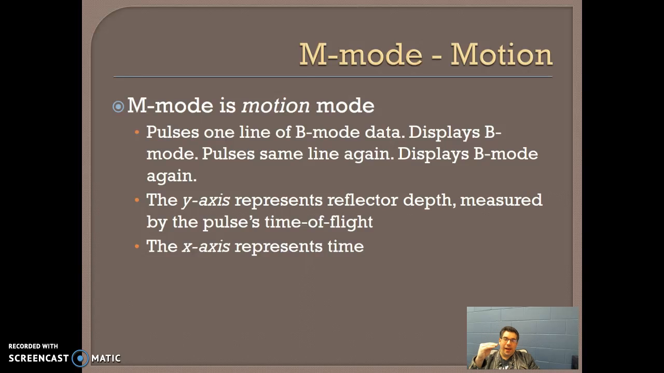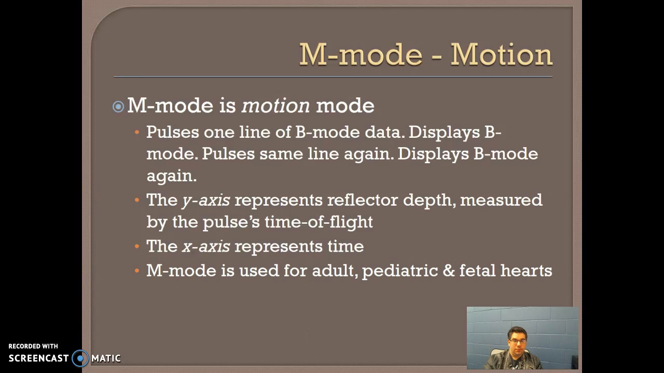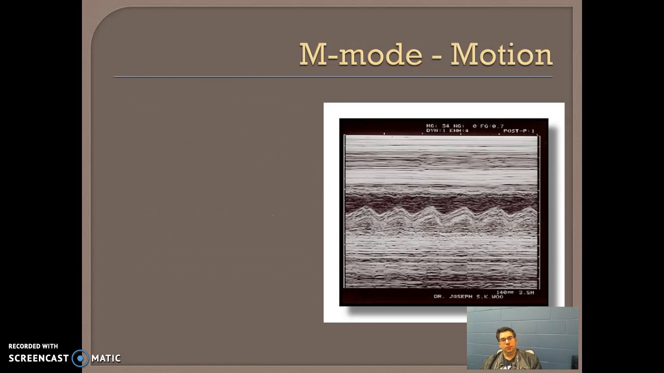And so your y-axis will shift if there's motion, and if it's something that shifts a lot and periodically, then you'll see a nice oscillation back and forth. And x-axis now is time. So you're really looking at depth over time. So here's a simple example.